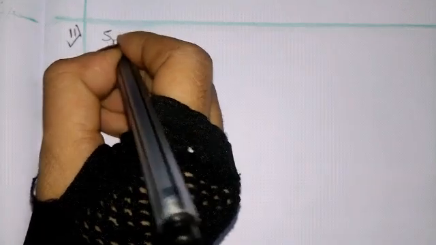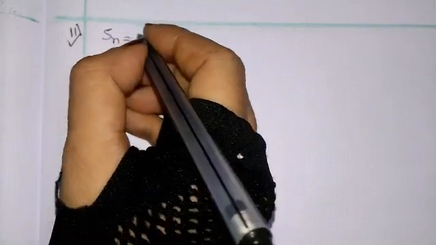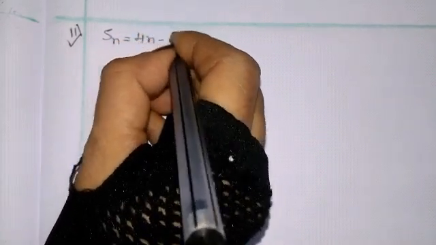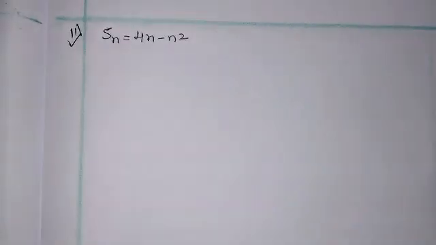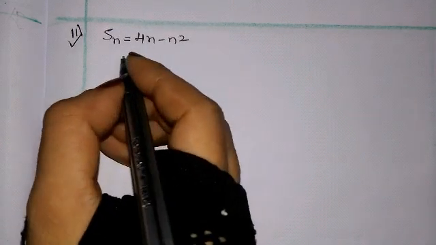Now question number 11. Let us see question number 11. If the sum of first n terms of an AP is 4n minus n square. Okay. What is the first term? I'll just go on reading the question and go on finding it. Okay, what is the first term?